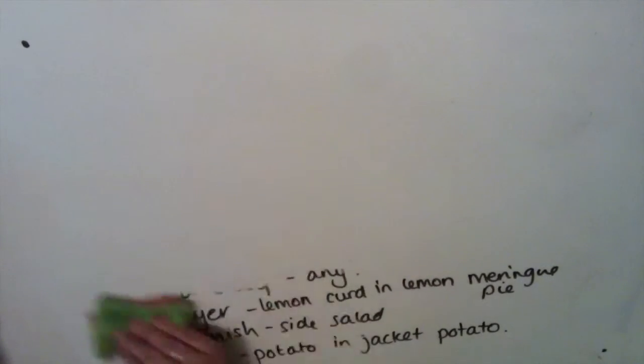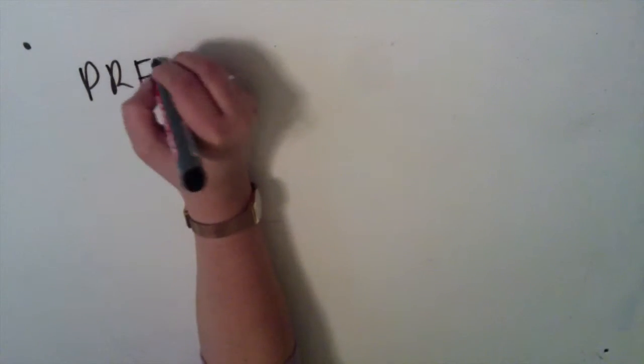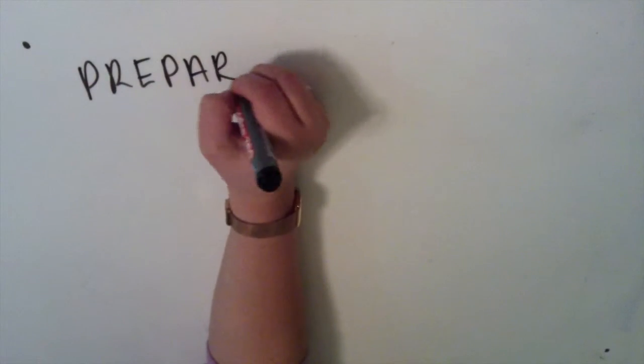You can also use fruits and vegetables to garnish and decorate, so an example of this is a salad to garnish a main meal, or some raspberries to decorate a cheesecake. So the next thing I'm going to talk about is how we prepare fruits and vegetables.